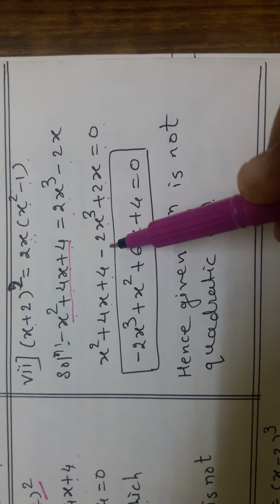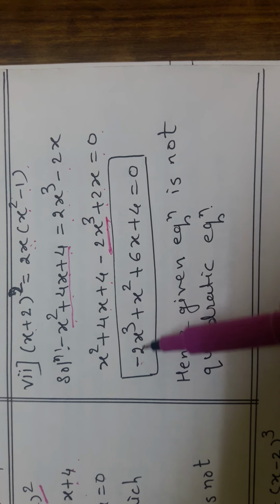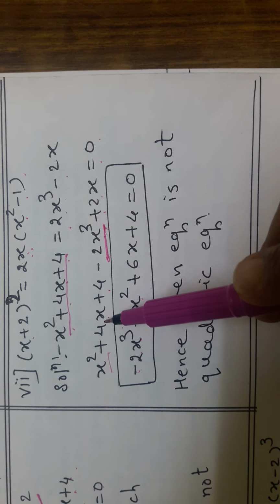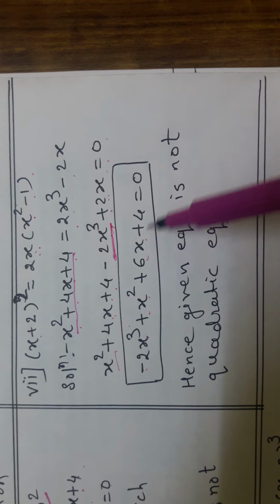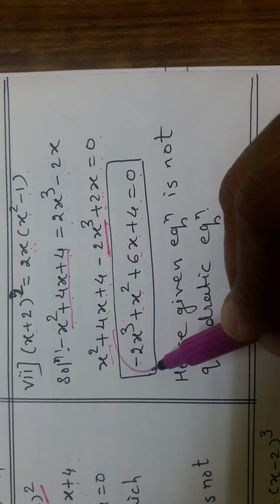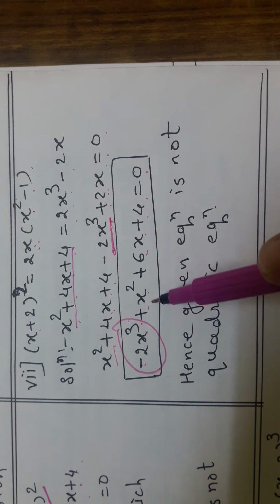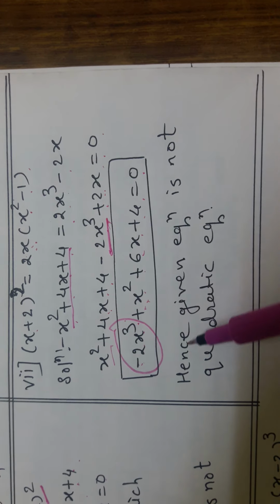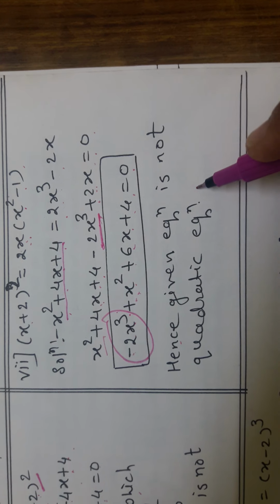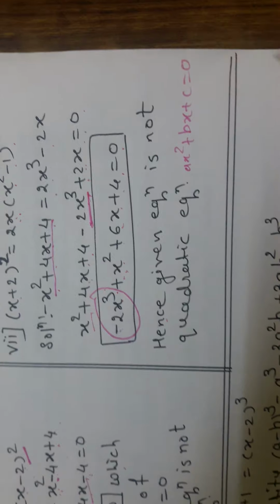Now which is the highest power? That is 2x cube. So we will write first minus 2x cube, then x square alone, plus x square, then here plus 4x plus 2x is plus 6x plus 4 is equal to 0. Here the degree of this polynomial is 3. We want the degree of the polynomial to be 2, meaning quadratic. Hence it is not a quadratic equation, because it is not in the form of ax square plus bx plus c is equal to 0.